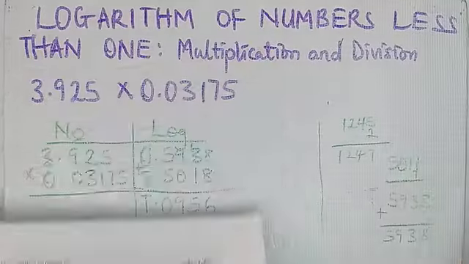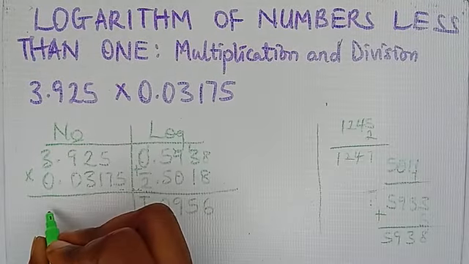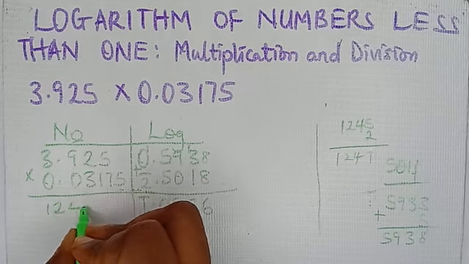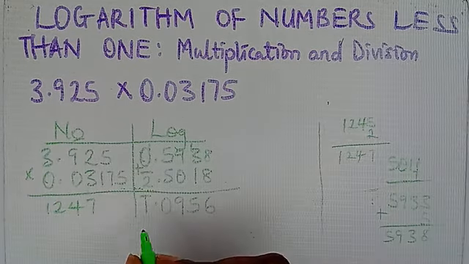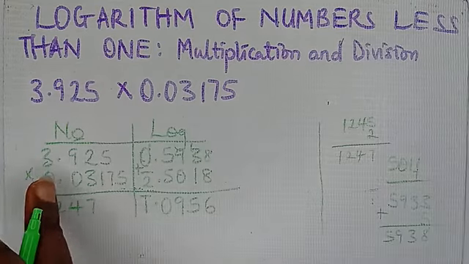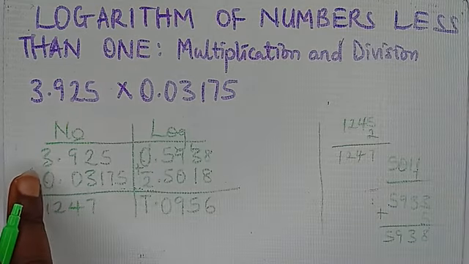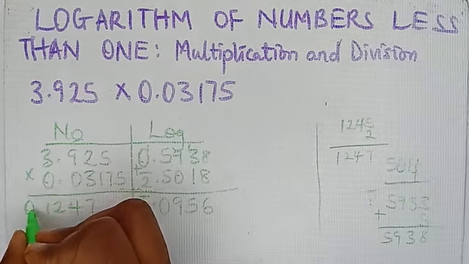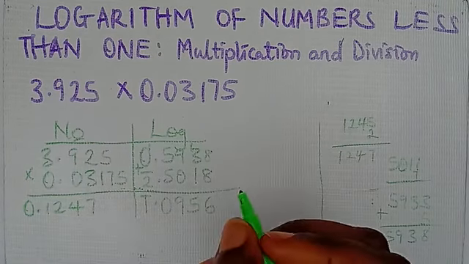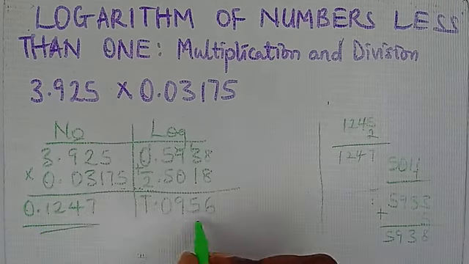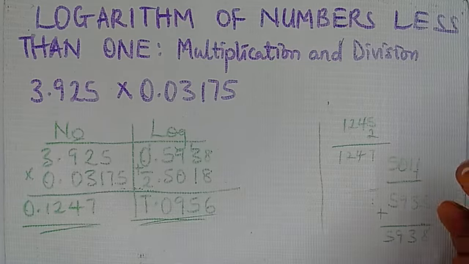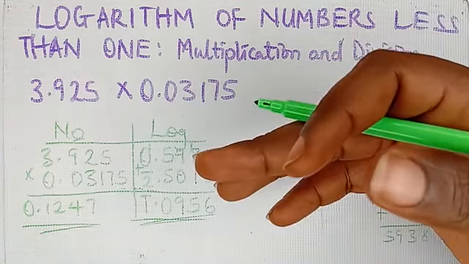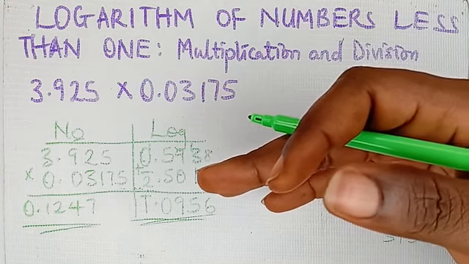So we write that down here on the number side: 1247. Now this is bar 1. Remember that bar means the number of zeros we have before the first non-zero number. So the meaning is just 0.1247. That's our answer. So you can see it's easy to handle logarithm of numbers less than 1.